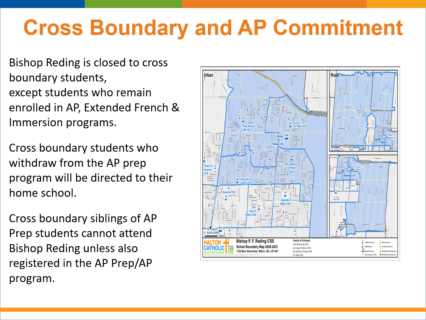When we look at the cross-boundary students who attend and withdraw from AP, they will be redirected to their home school. Cross-boundary siblings of AP preparation or AP students cannot attend Bishop Reading unless they're also in one of those programs mentioned before. So while there is no boundary for the Bishop Reading Advanced Placement students, you are required to be in the Advanced Placement program in order to make that larger Milton boundary apply to you, and it does not apply to siblings.